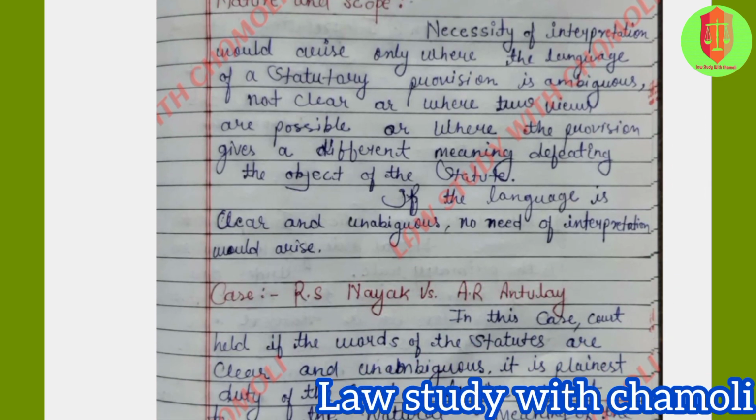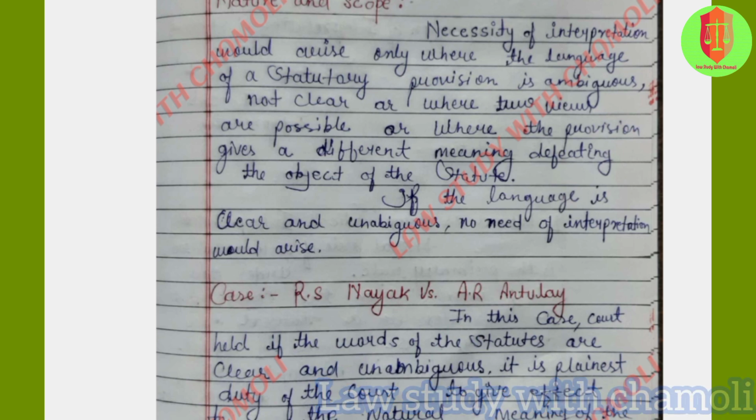Nature and scope. The necessity of interpretation would arise only where the language of a statutory provision is ambiguous, not clear, or where two views are possible, or where the provision gives a different meaning, defeating the object of the statute. If the language is clear and unambiguous, no need of interpretation would arise.